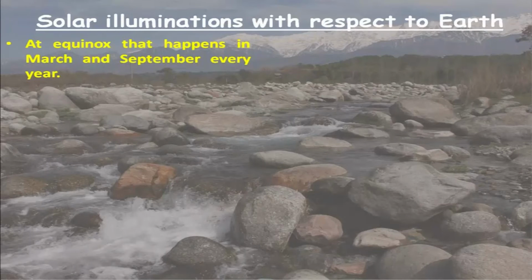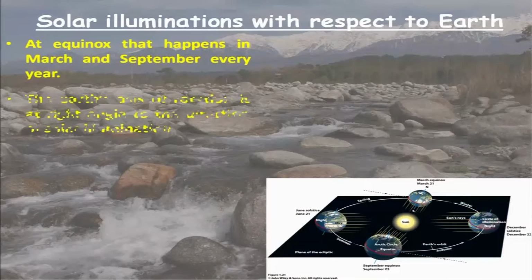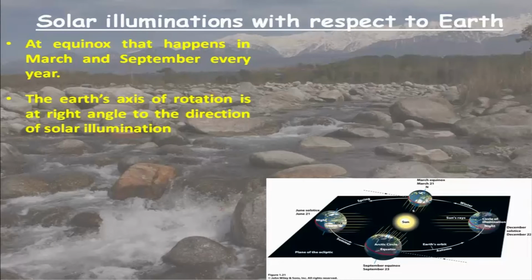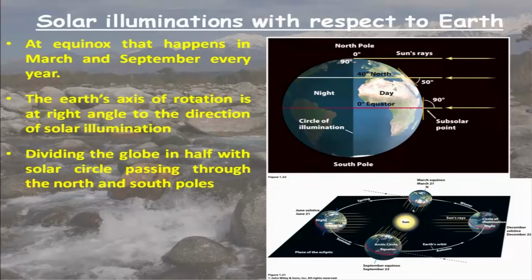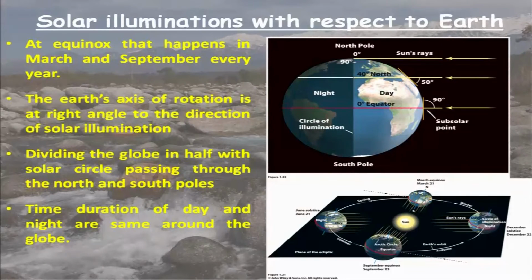Now, equinox. At the equinox, which happens every March and September, the earth's axis of rotation is almost at a right angle to the direction of the solar illumination. This divides day and night, dividing the globe in half, with the solar circle passing through the north and south poles. It depends on the solar illumination falling on the earth's surface, so it divides exactly into half, and the duration of day and night is the same around the globe.